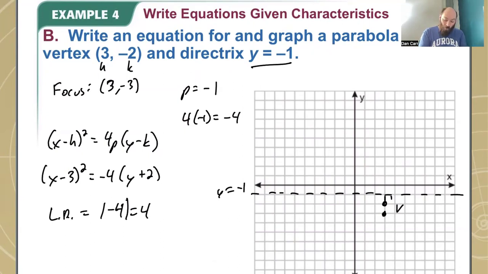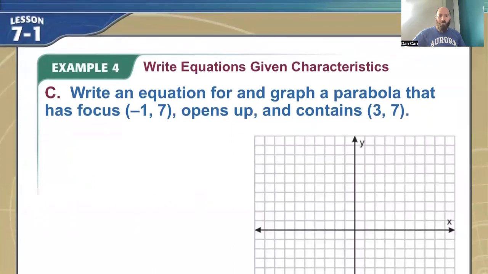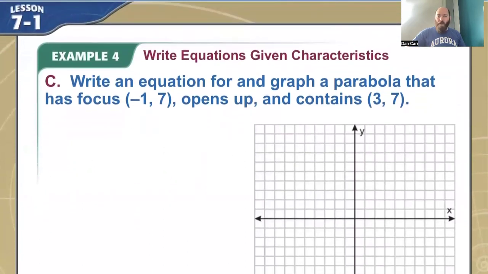So from my focal point right here, I'm going to make a segment that's 4 long. I'm going to go 1, 2 to the left, 1, 2 to the right, and that is my parabola. Okay. And one more example for today. Write an equation for and graph a parabola that has a focus at (negative 1, 7), opens up, and contains (3, 7) as a point.